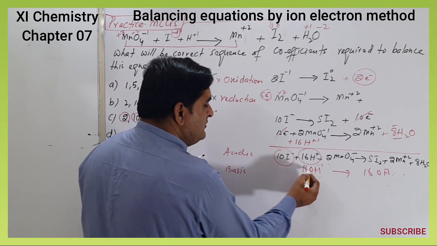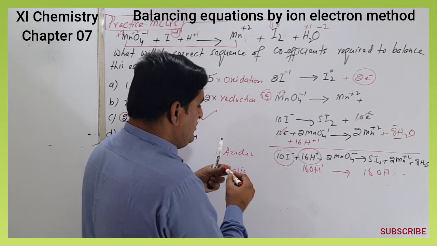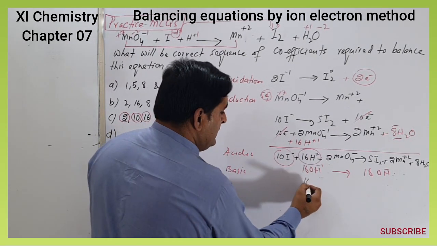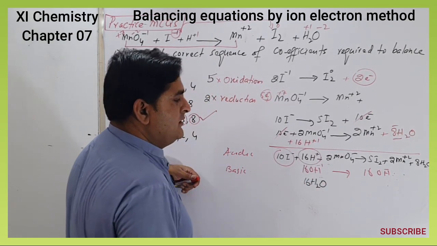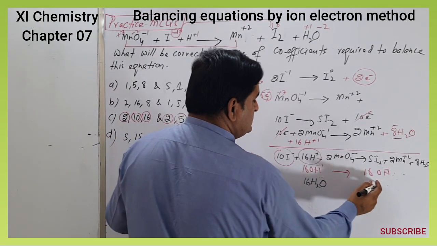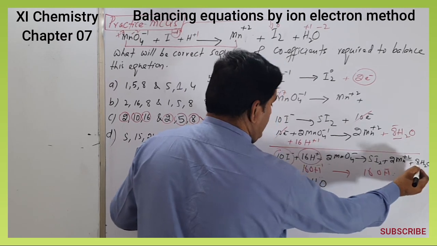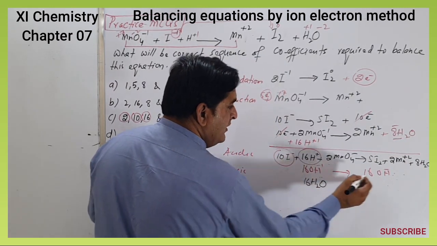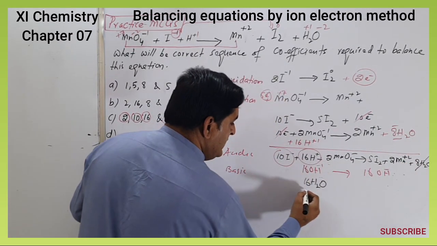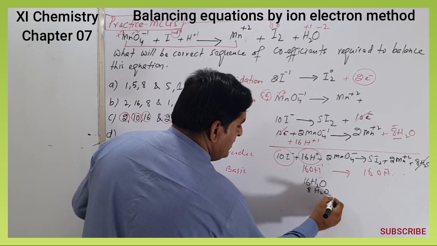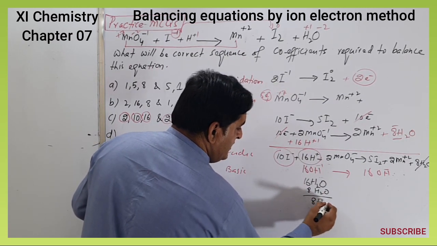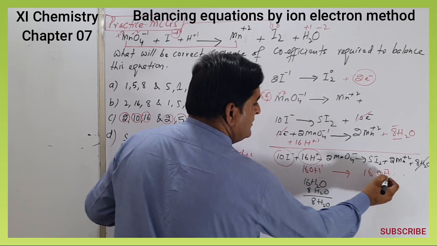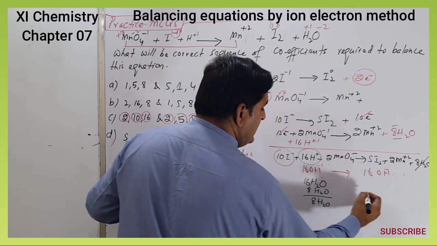Now 16 hydrogen and 16 OH produce 16 water. And at this side, how many waters are there? 8. At this side, how many waters are there? 16. So we cancel these water molecules and subtract from this side. So total water becomes 8, and these 16 OH won't be cancelled out and they remain on the product side.